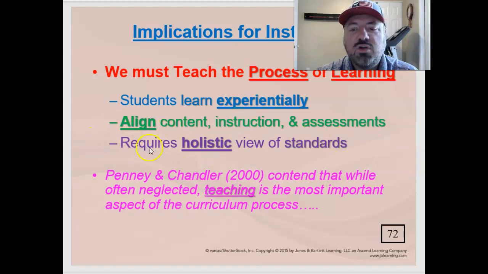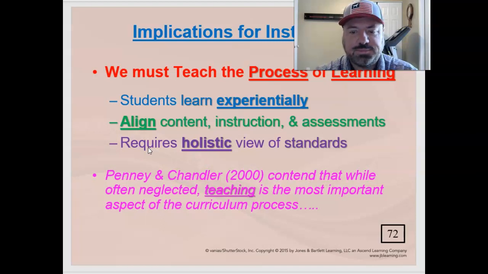This requires a holistic view of our standards. We need to look at the standards very broad, and the NASPE standards are broad. They're 5 foundational standards. But we need to remember that we don't just focus on one standard in a lesson. We might have an overarching focus, but we're going to bring other standards into it and teach a variety of things in one lesson.